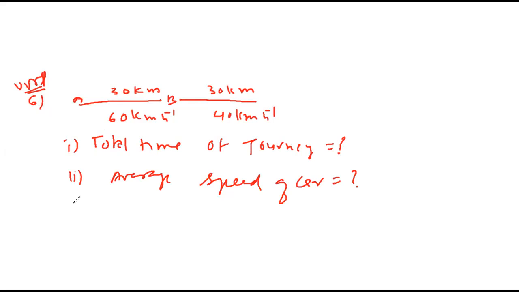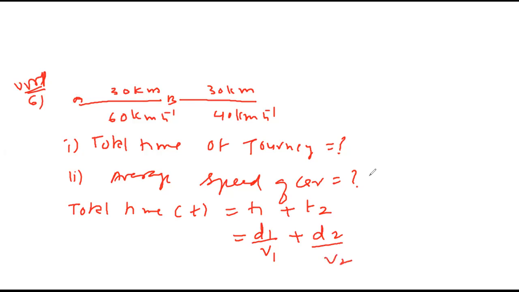So we can say total time t is t1 plus t2. t1 is first distance upon first speed. t2 is second distance upon second speed. By using that formula, speed is distance upon time. So distance is 30, speed is 60. Distance is 30, speed is 40.